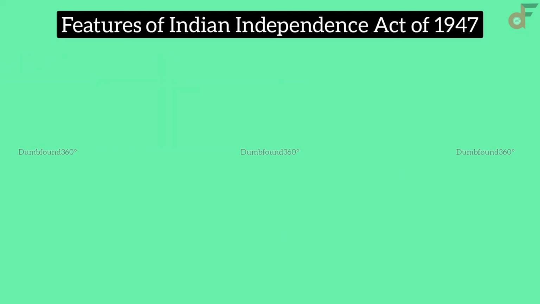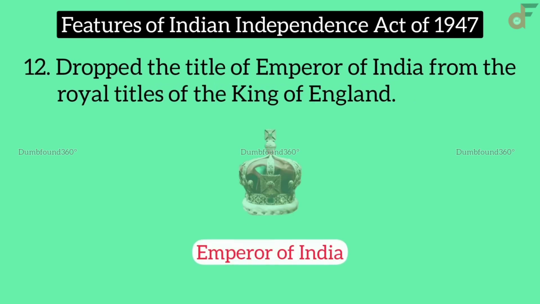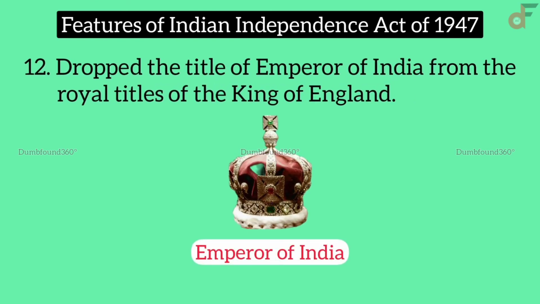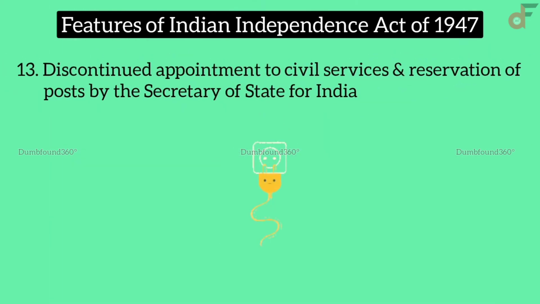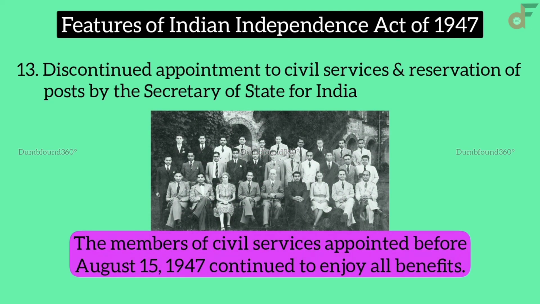12. It dropped the title of Emperor of India from the royal titles of the King of England. 13. It discontinued the appointment to civil services and reservation of posts by the Secretary of State for India. The members of the civil services appointed before August 15, 1947 would continue to enjoy all benefits that they were entitled to till that time.